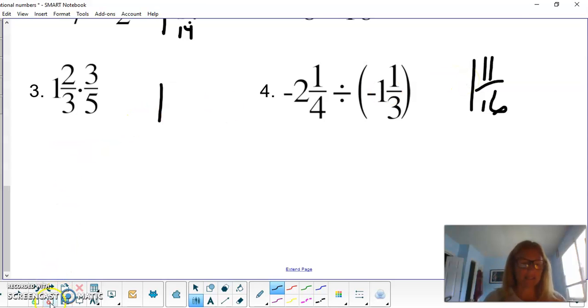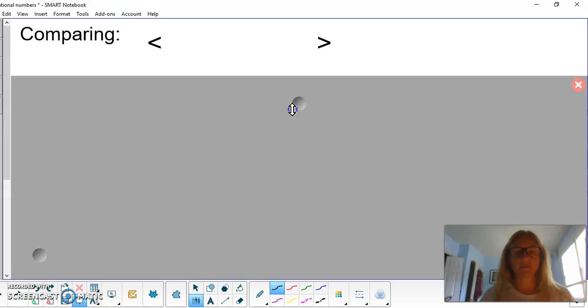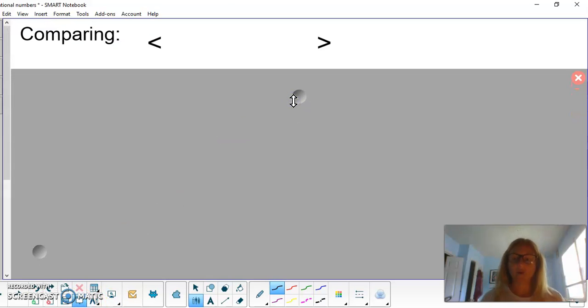So the last little thing we are going to do, guys, is comparing. So you need to know the difference between these two symbols, okay? Now, one is less than, one is greater than. So how do you know the difference?